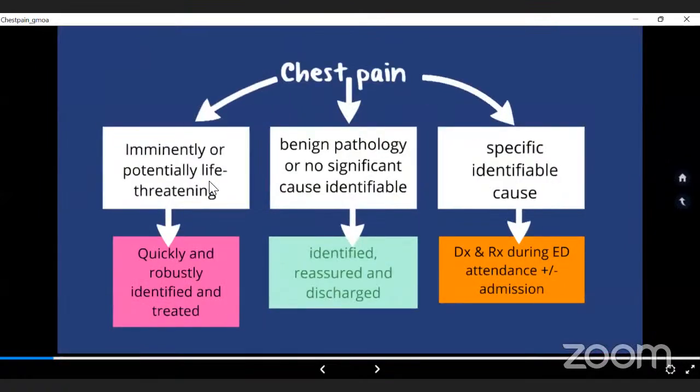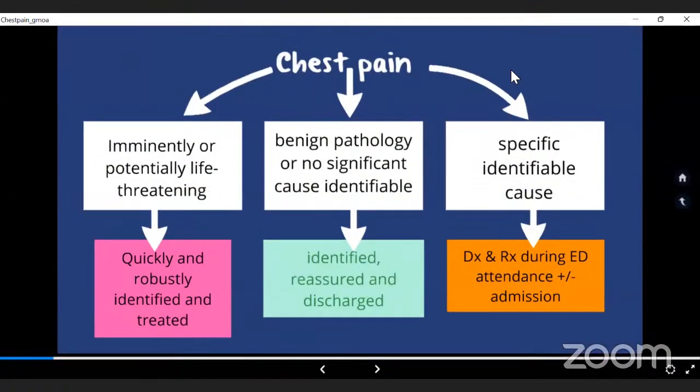Okay. When you think about causes, there are causes which can be imminently or immediately life-threatening. So as an intern, your duty is to identify the likelihood of having this critical cause for this kind of chest pain presentation and do the necessary. Otherwise, your patient will die in front of you.